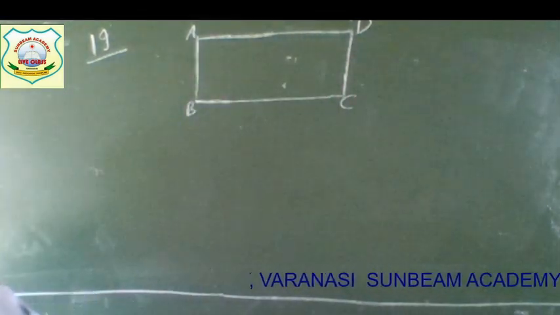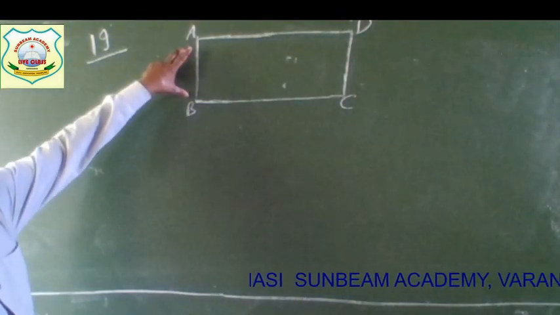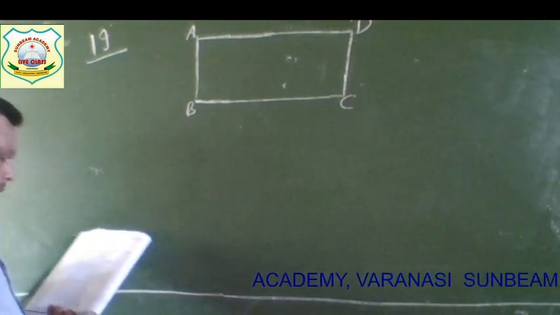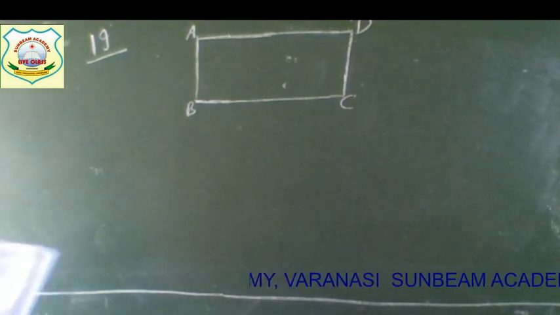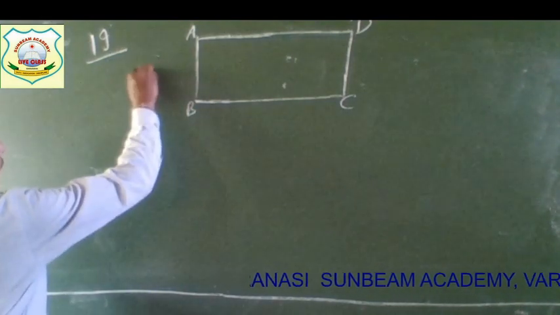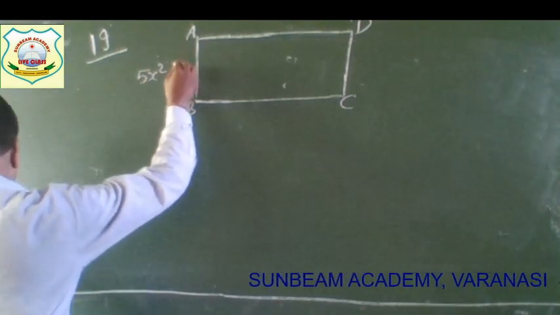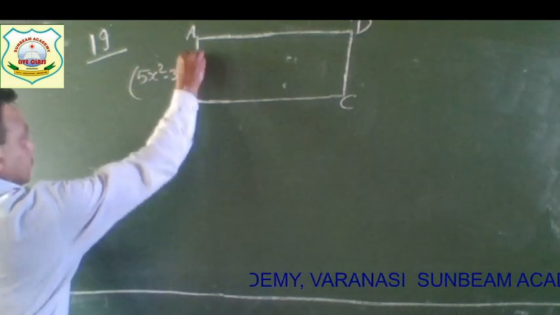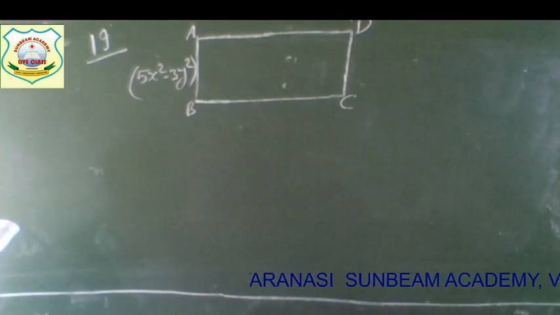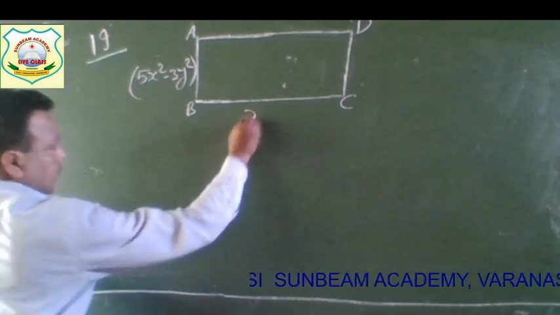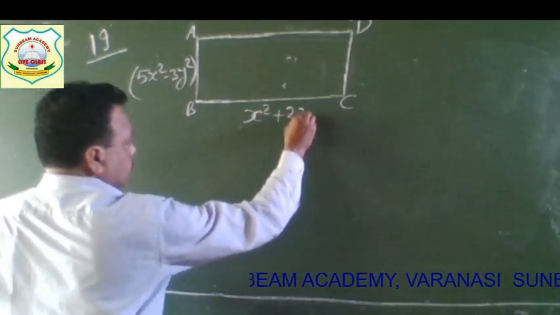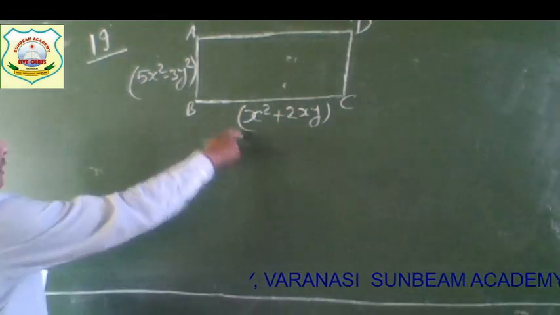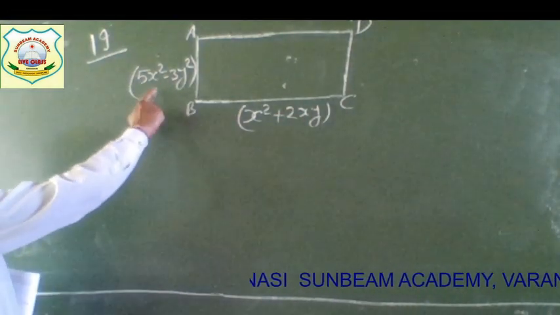So if we take AB, the given expression is 5x square minus 3y square. So we will write 5x square minus 3y square. Next, x square plus 2xy. This one we have taken as the length and this expression we have taken as the breadth.